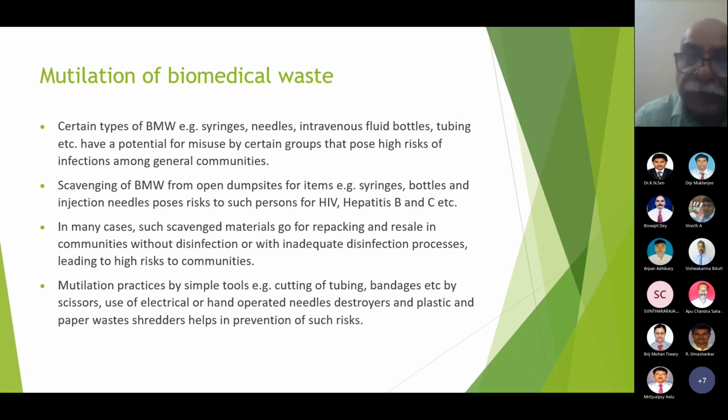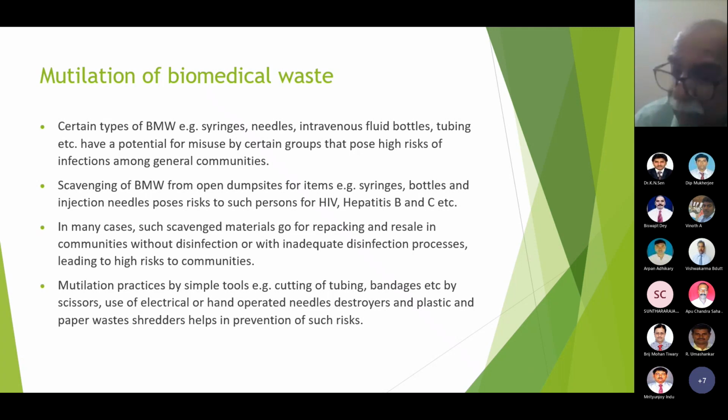You all must have seen the common scenarios in various dump sites where children and scavengers sort the waste and put things into bags. Many times it contains syringes, gloves, and other bottles, etc. And these are reused and sold again in the market at a low price to a highly vulnerable population, that is, a poor socioeconomic group. So these are repacked and resold, and these pose a very high infection risk among the communities.